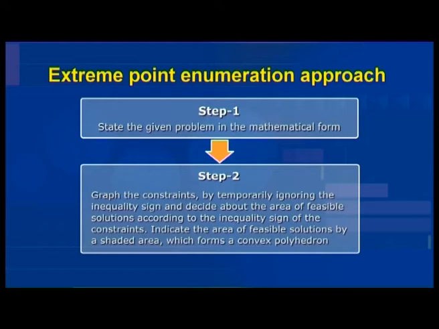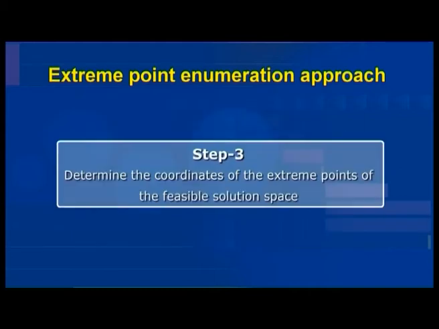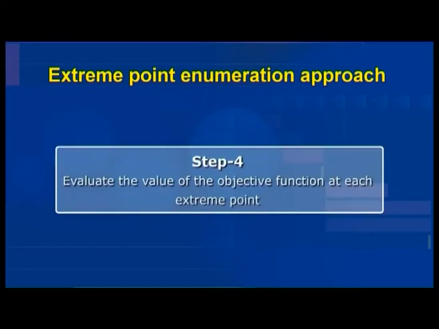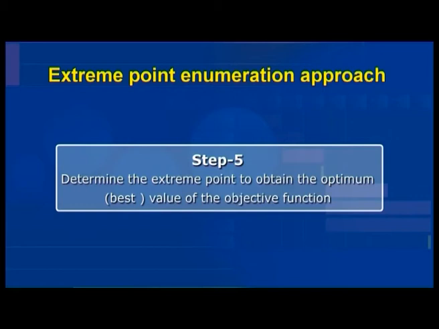Indicate the area of feasible solutions by a shaded area which forms a convex polyhedron. Step 3. Determine the coordinates of the extreme points of the feasible solution space. Step 4. Evaluate the value of the objective function at each extreme point. Step 5. Determine the extreme point to obtain the optimum value of the objective function.